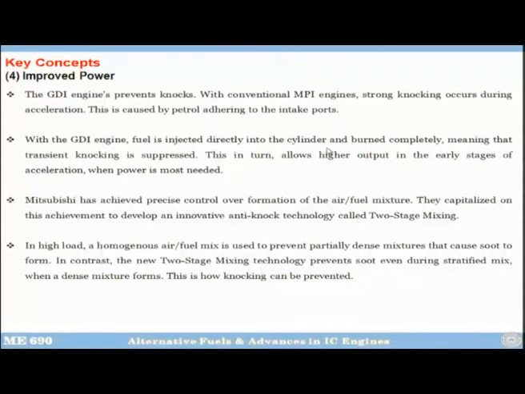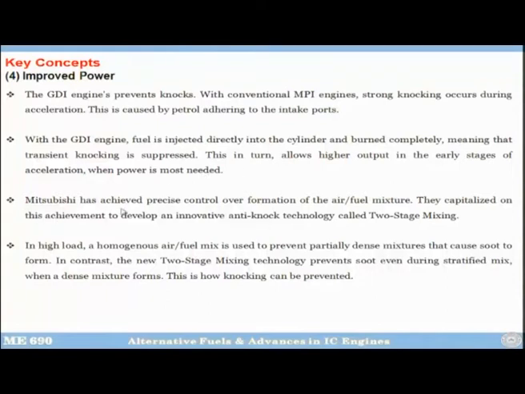So, with the GDI engine, the fuel is injected directly in the cylinder. So, nothing will stick to the ports. At least that part is taken care of, and then it burns completely, meaning that the transient knocking that you experience when you accelerate suddenly is suppressed. This in turn allows higher power output in the early stages of acceleration when power is needed the most.